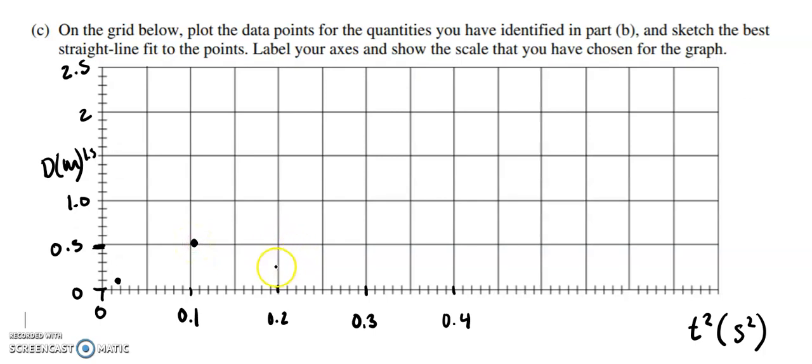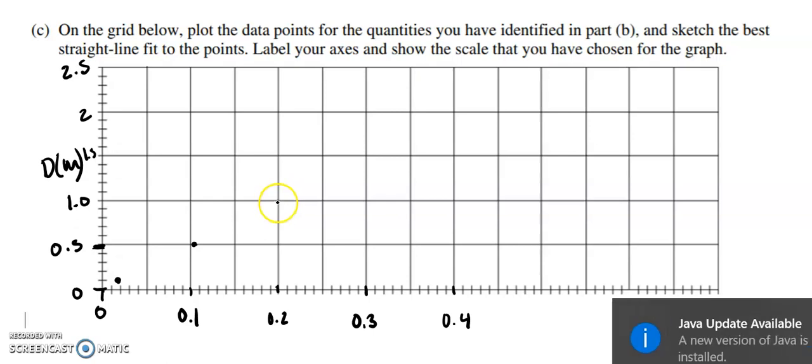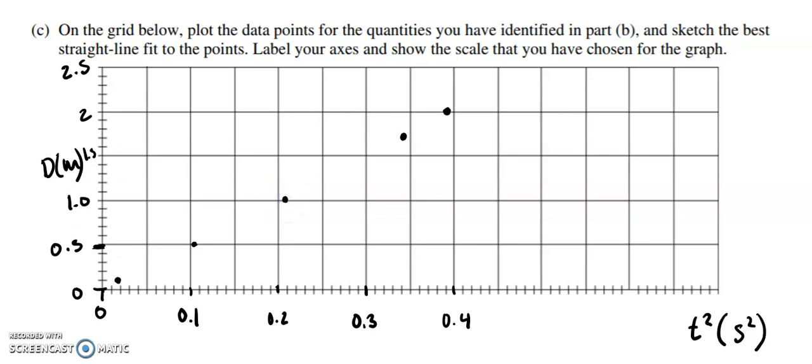Cool. Next data point, we have D, oh, excuse me, that disappeared. Cool. Next data point, we have D is about 1, and then t squared is just a little bit above 0.2, so right about here, and I'll just go ahead and graph the rest. Cool, so I just went ahead and graphed the last 2 data points too. Cool, good thing is, it looks pretty darn linear, which is what he wanted it to be.